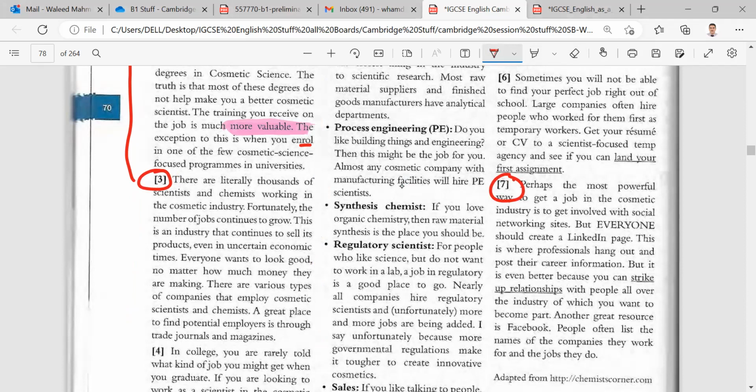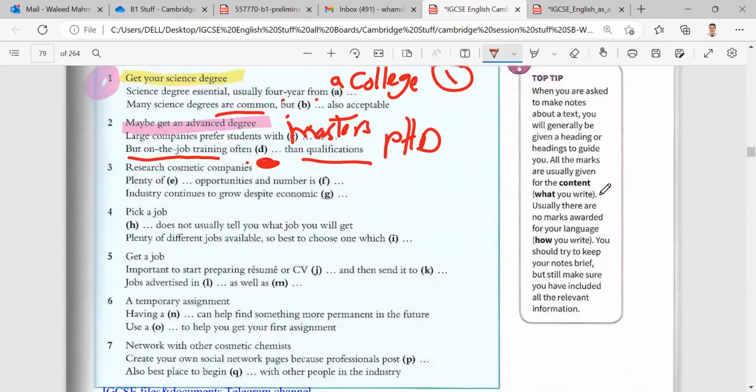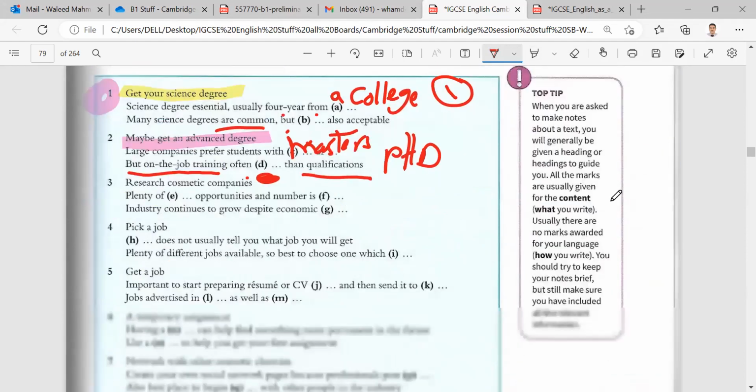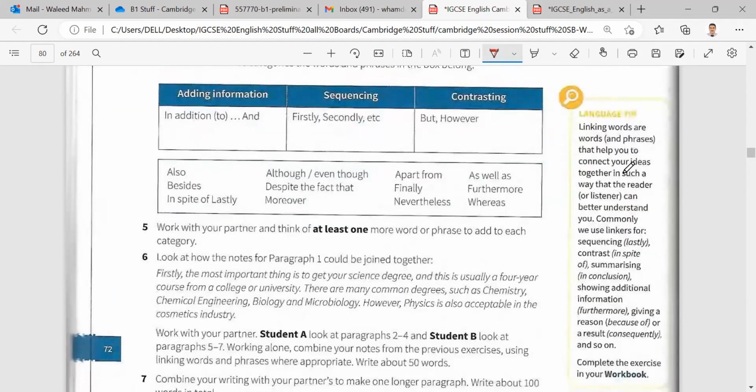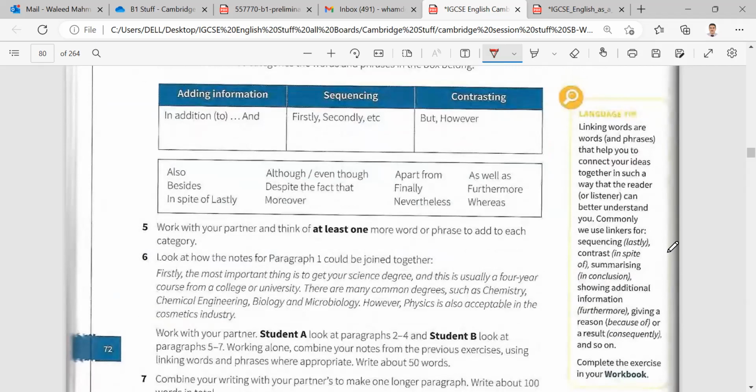After writing your notes, what you need to do, read this. In this way, you have finished around here. Read this, ya shabab. Linking words. Read this. How to write your notes into a summary. Read this, please. Khalid, can you read, please?